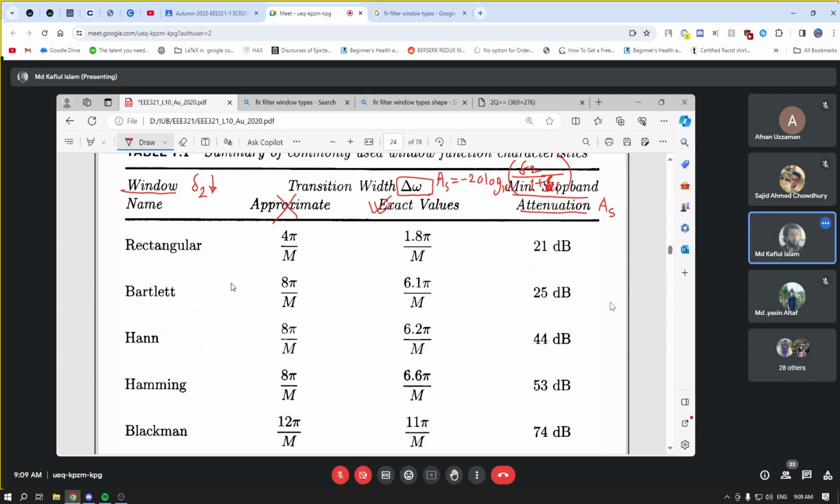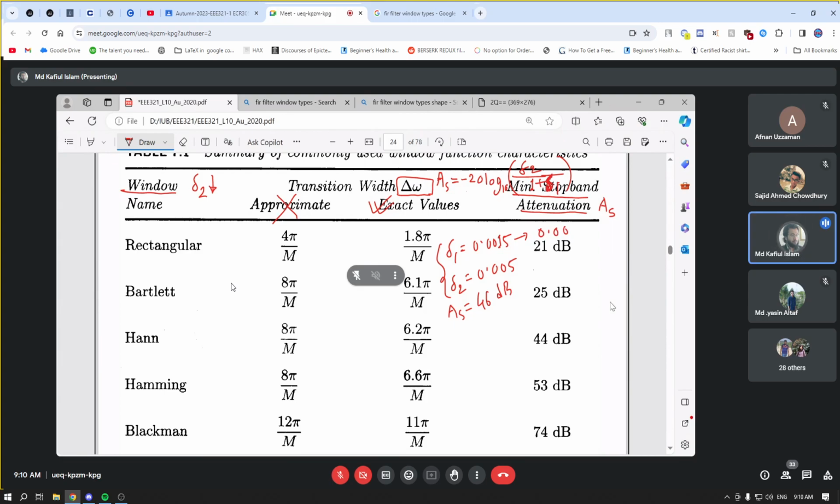Okay, you can try that. For example, let's take delta 1 to be 0.0015, and delta 2, let's say, is 0.005. Can you calculate the value of AS for this pair? What is the AS? Delta 2 by 1 plus delta 1, minus 20 log base 10. How much is this? 46 dB.